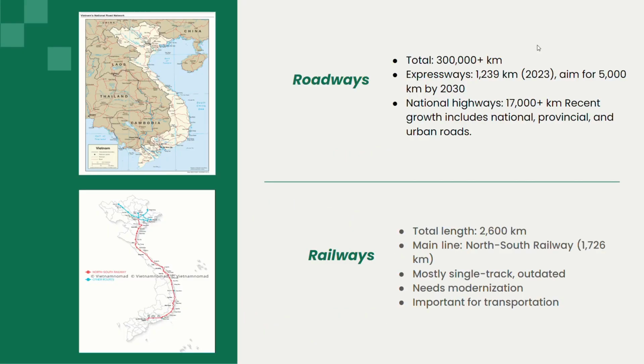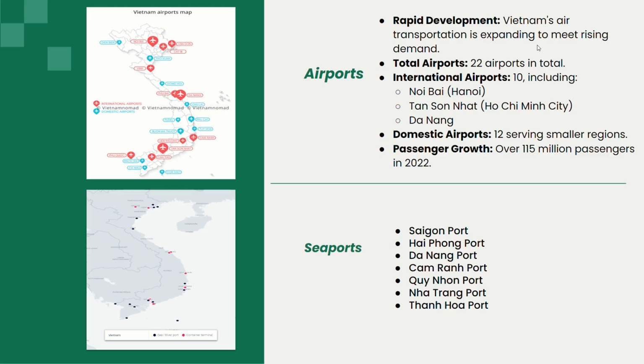Their road length is more than 3 lakh kilometers. Expressways and national highways connect with the urban roads. The railway lines have a total length of 2,600 kilometers and are mostly single tracked and outdated, so they need to be modernized because they are important for transportation. There are 22 airports in total, 10 international and 12 domestic.